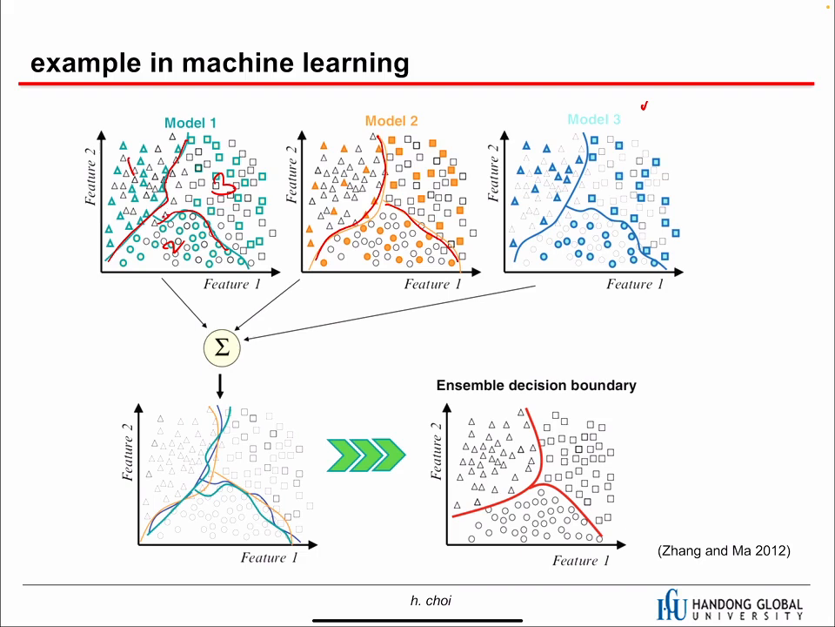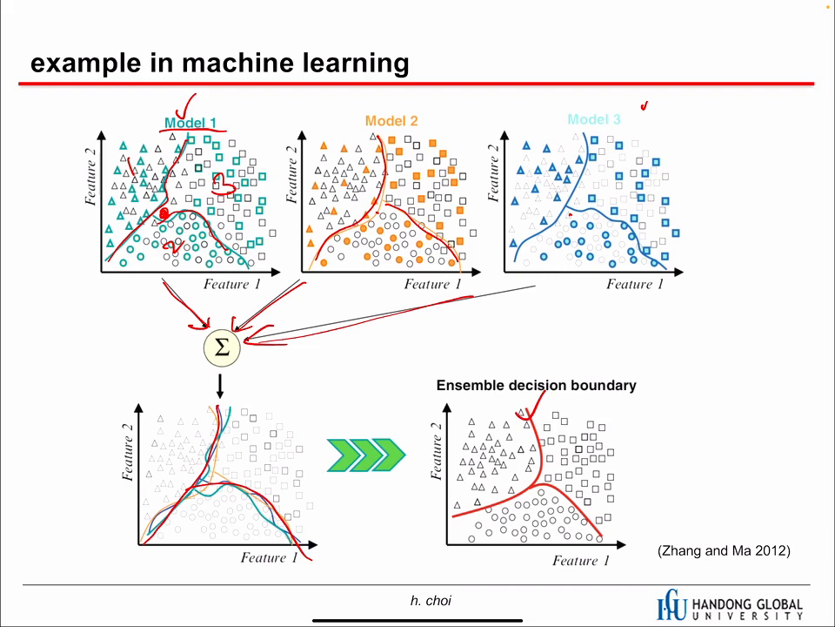But let's take a look at this example. This example belongs to class 3 according to model 1. But in model 2, it belongs to class 2, and in model 3, it also belongs to class 2. So even though model 1 says this is class 3, models 2 and 3 say this is class 2. Based on this combination, the final decision would be class 2. That's a simple example of ensemble learning. We simply take the average of these decisions or boundaries, and the final decision is something like this.